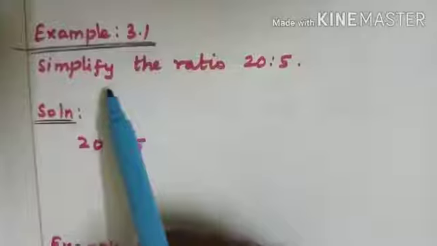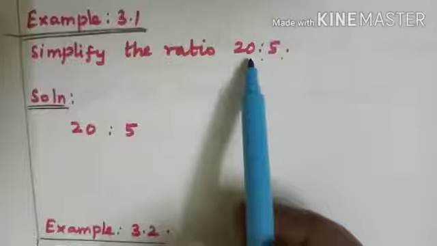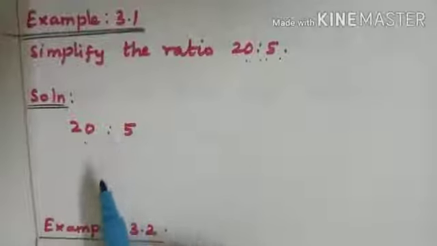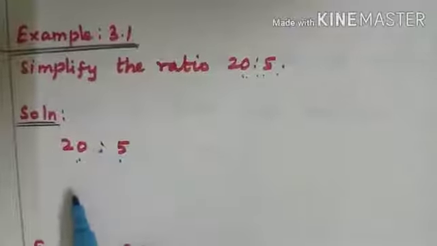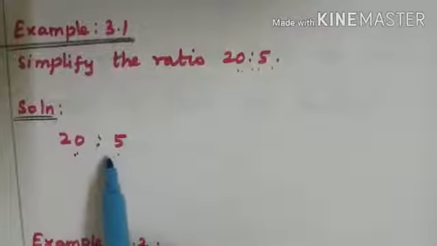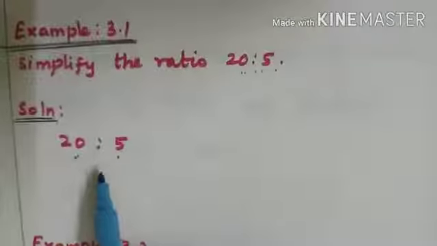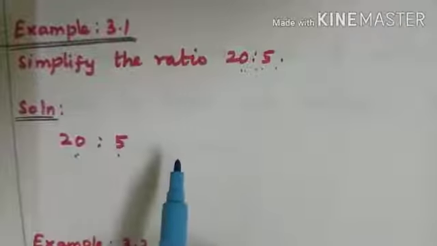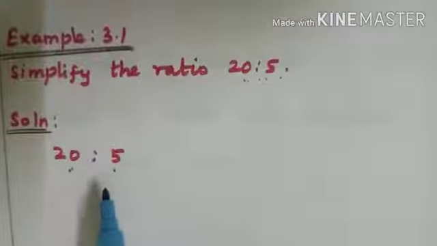Now we are going to see some example sums. Example 3.1, simplify the ratio 20:5. Now the solution, I have written the same 20:5. Now you see 20 and 5, both numbers will go in which table we have to see. Here these two numbers will go in the fifth table, isn't it? The 20 is an even number, 5 is an odd number, so we can't use the two table. We can put it in the fifth table.